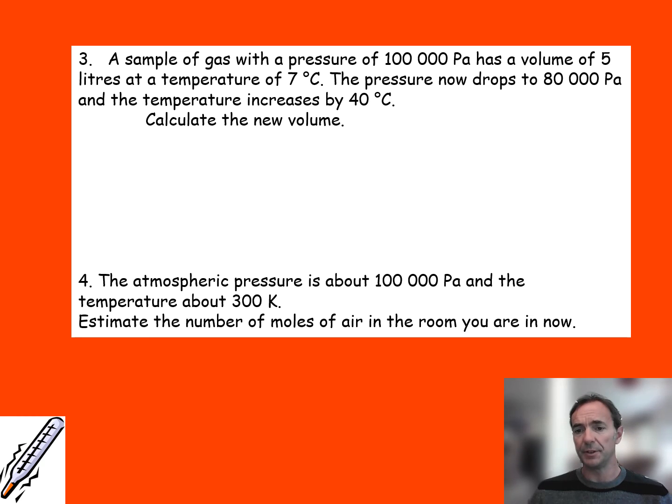In this case, you need to convert the temperature into Kelvin. Now, if you haven't done this yet, of course, 273 Kelvin is 0 degrees centigrade. So if it's 7, it's just 7 above 273. So that's 280 Kelvin. And then, of course, the temperature increases by 40. So I've got my 280, therefore that has to be 320. And therefore, I've got all my numbers to be able to do it. So do your before, do your afterwards.